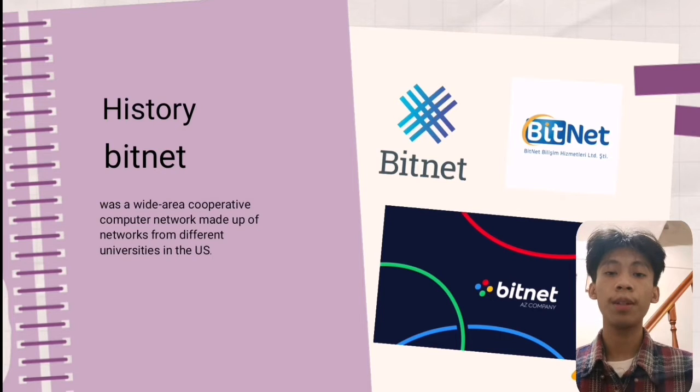The first one is the BITNET. BITNET was a wide-area cooperative computer network made up of the networks from different universities in the US. It was established in 1981 by the City University of New York, or CUNY, and Ira Fuchs and Greydon Freeman from Yale University, with the first network link being between these two universities.